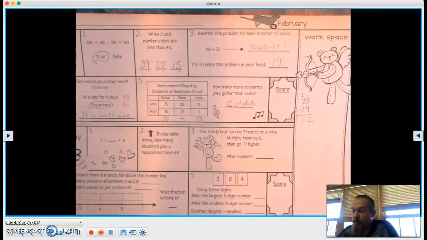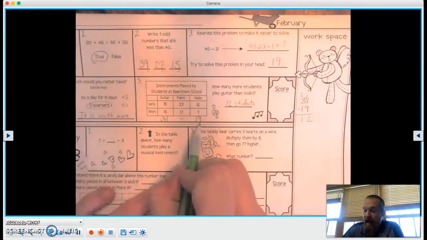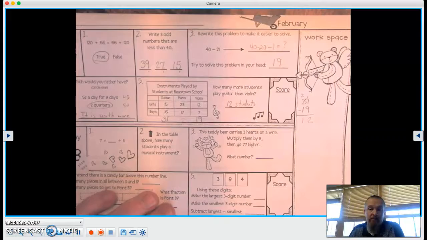Another way you could do that quickly would be just change it to 20. 31 minus 20 would be 11. And then add that 1 back on to make it 12.